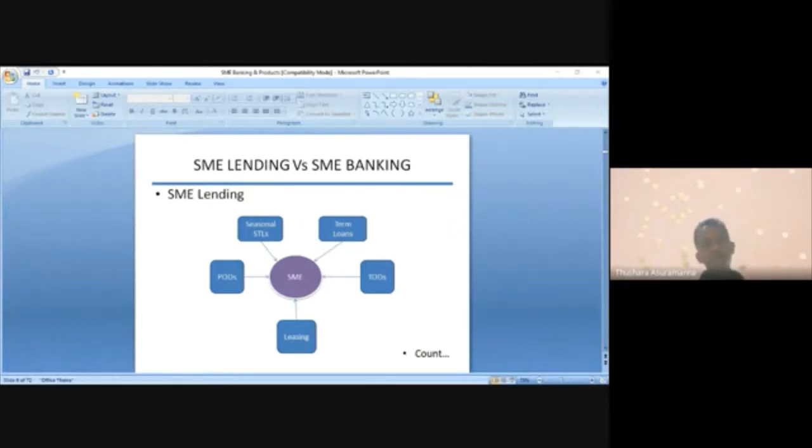Generally, when you say lending, it's like a one-product orientation. Let's say you are an SME customer, you go to a bank and ask about a credit facility. The bank would approve a credit facility to you, and it basically talks about working capital, business expansion.